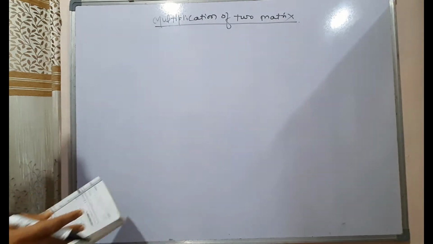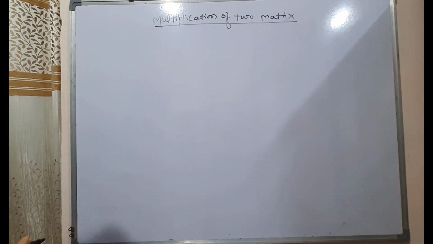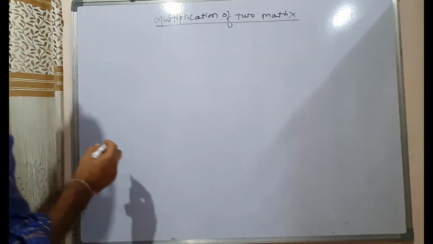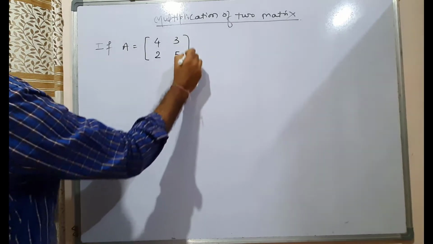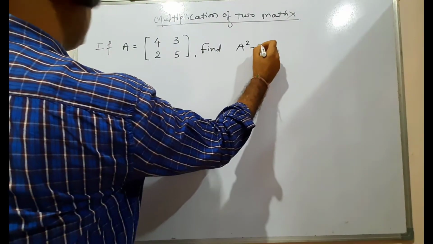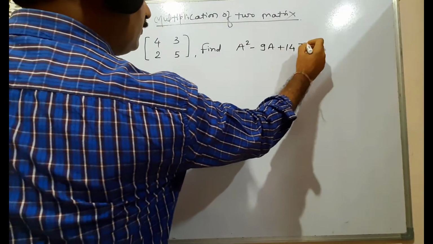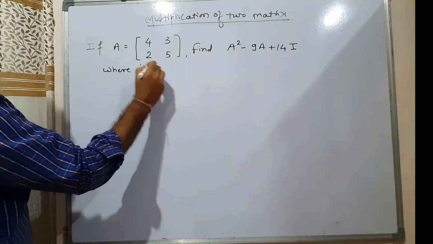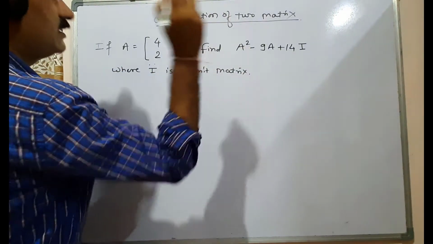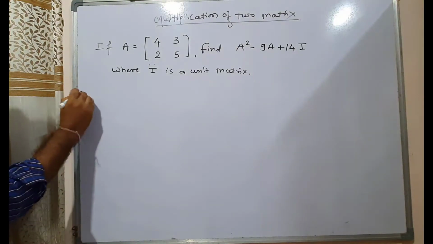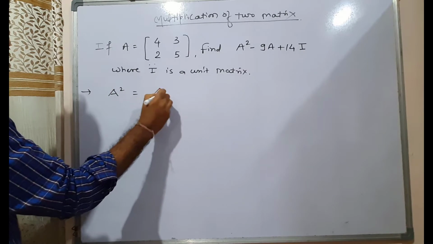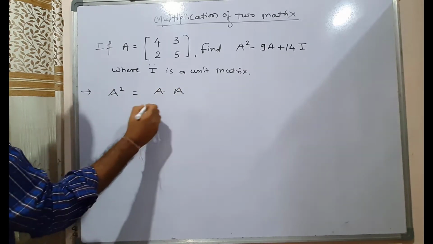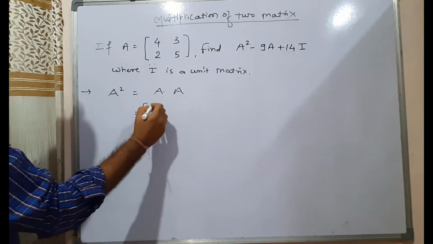So students, in the previous lecture, we learned about multiplication of the matrix. So now we see an example on multiplication of matrix. If A is equal to the matrix 4, 3, 2, 5, find A square minus 9A plus 14I, where I is a unit matrix. In this case, first we see A square, that is A into A, not the square of each element of the matrix.